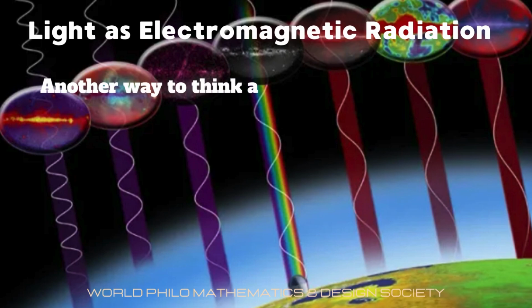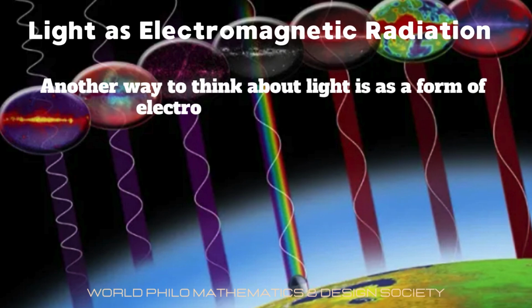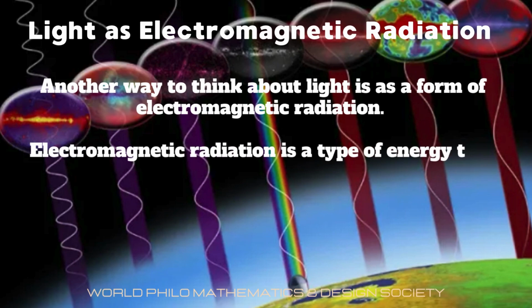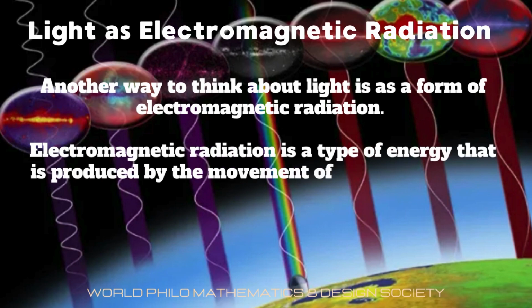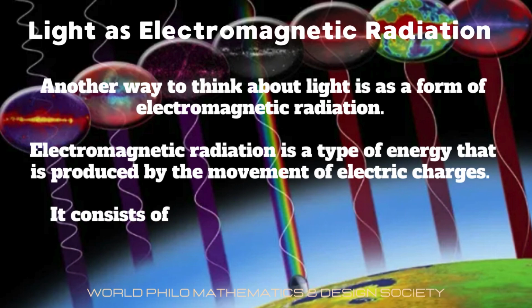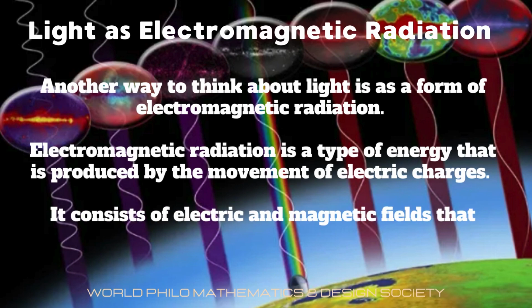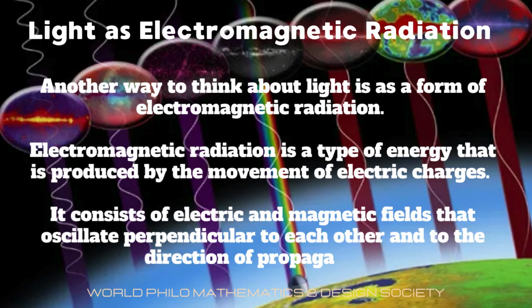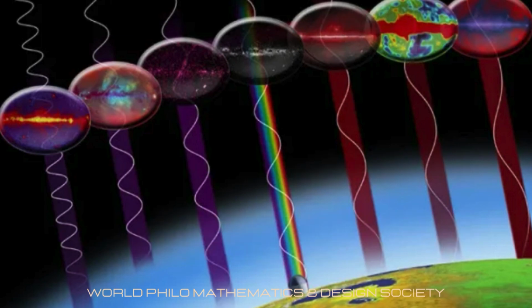Light as electromagnetic radiation. Another way to think about light is as a form of electromagnetic radiation. Electromagnetic radiation is a type of energy that is produced by the movement of electric charges. It consists of electric and magnetic fields that oscillate perpendicular to each other and to the direction of propagation.